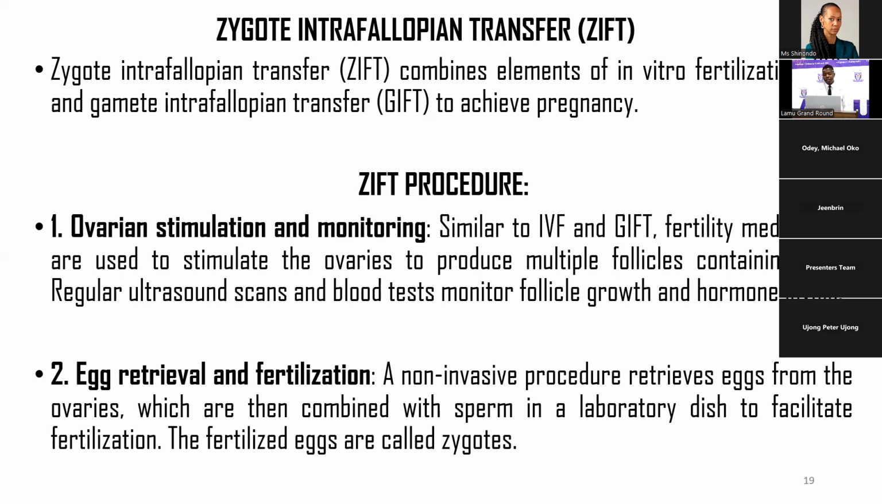The second step is egg retrieval and fertilization. A non-invasive procedure retrieves eggs from the ovaries, which are then combined with semen in a laboratory dish to facilitate fertilization. The fertilized eggs are now called a zygote.